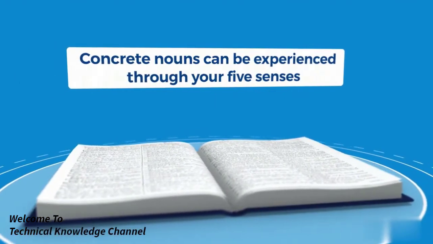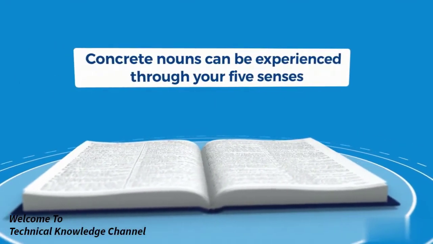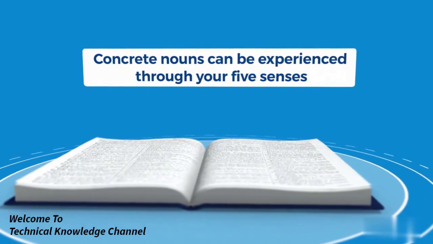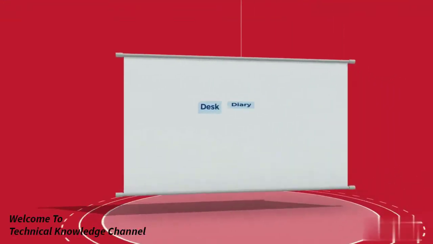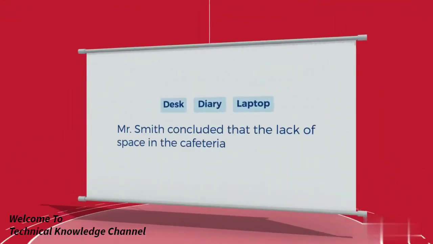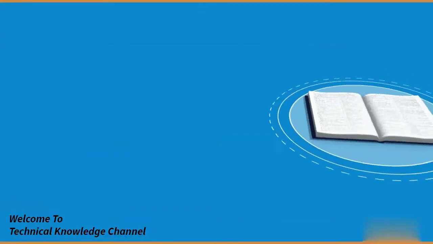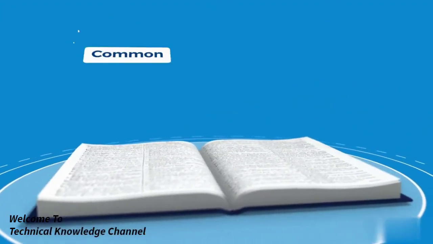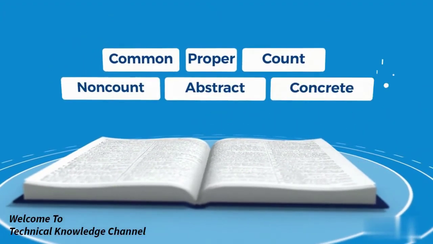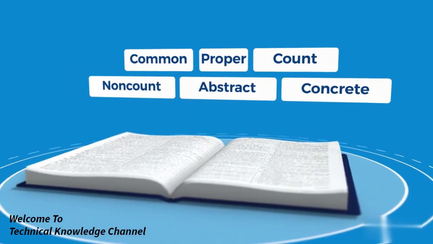Concrete nouns name people, places, or things you can experience through at least one of your 5 senses. Concrete nouns are easy to visualize and are less likely to cause confusion. These include desk, diary, and laptop. Being able to identify different noun types can help you apply correct grammar and improve your business writing.